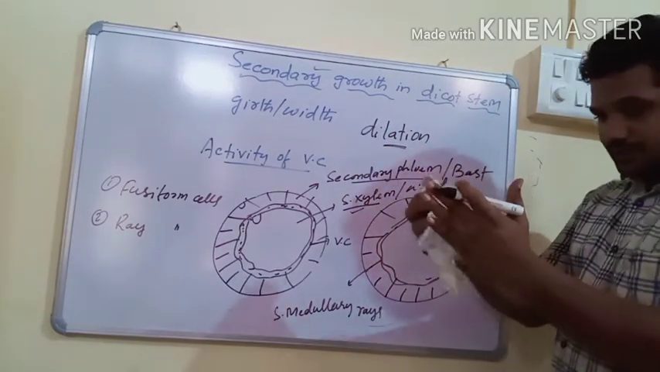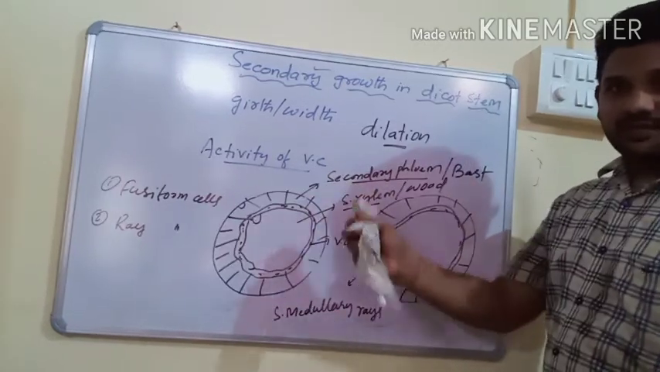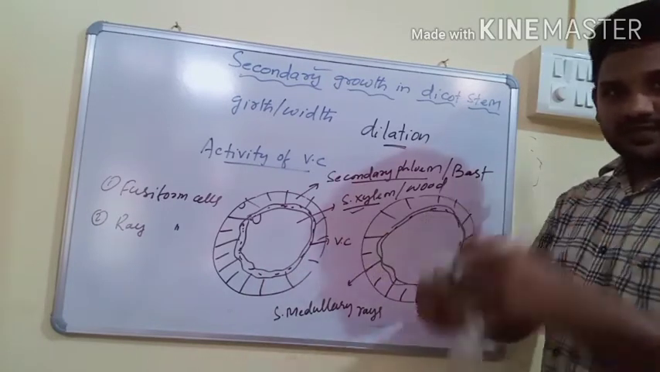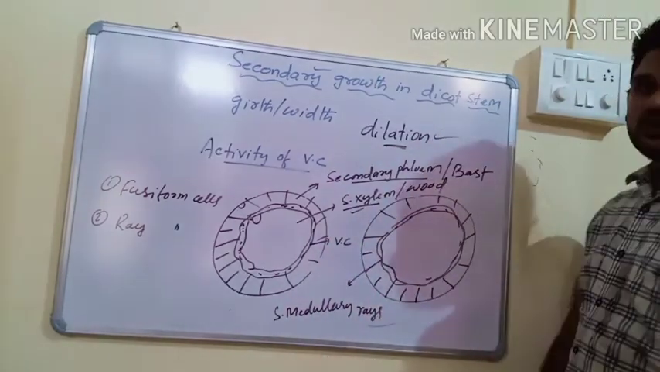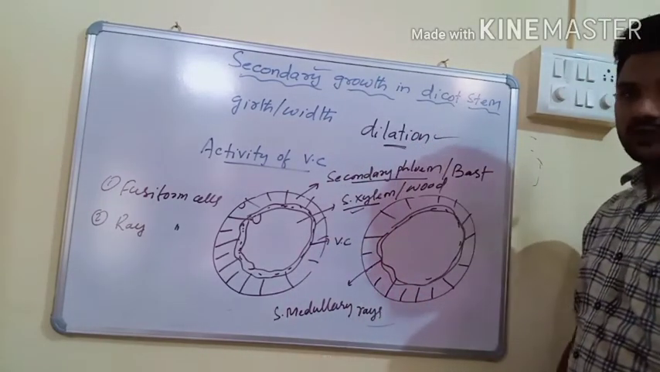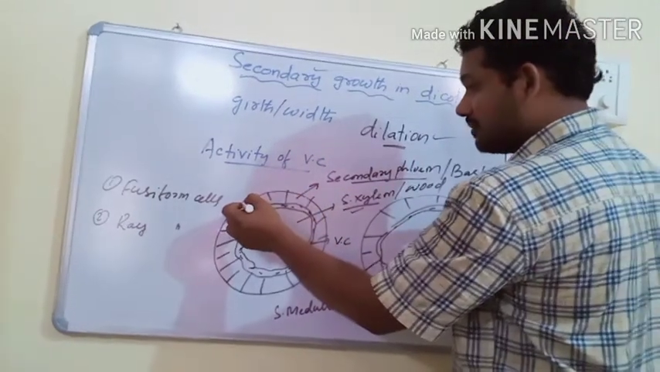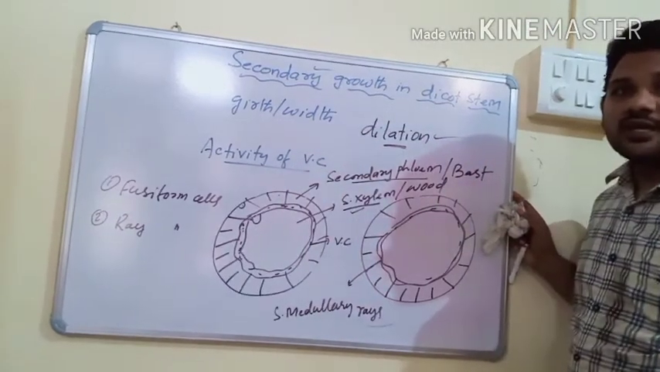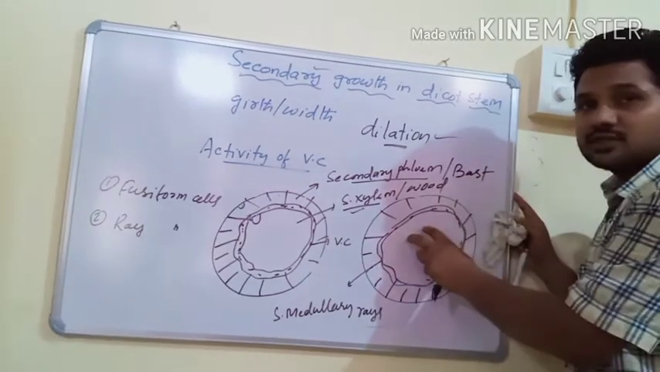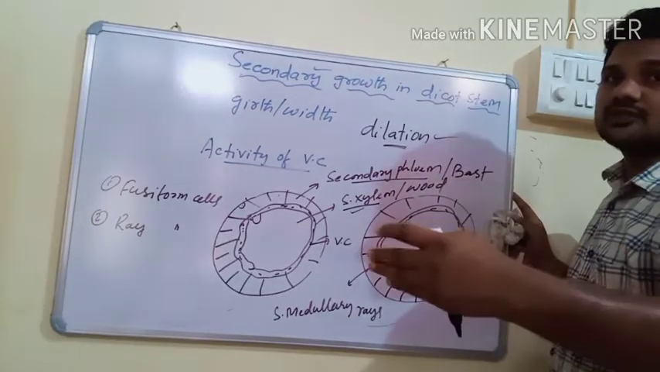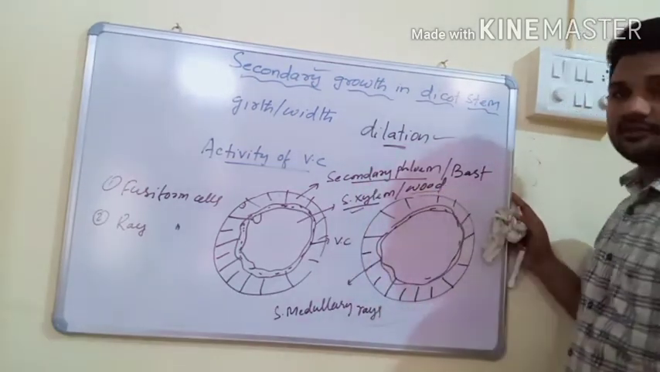So due to the formation of secondary xylem and secondary phloem, primary xylem and primary phloem get separated. It means a large amount of cells are accumulated in the center. That is nothing but an increase in girth. So this phenomenon is also known as dilation. And secondary phloem and primary phloem also get crushed due to the continuous formation of secondary xylem. Here, secondary xylem is the only permanent tissue, and all the remaining tissues get crushed. So secondary xylem is permanent, that is nothing but wood.